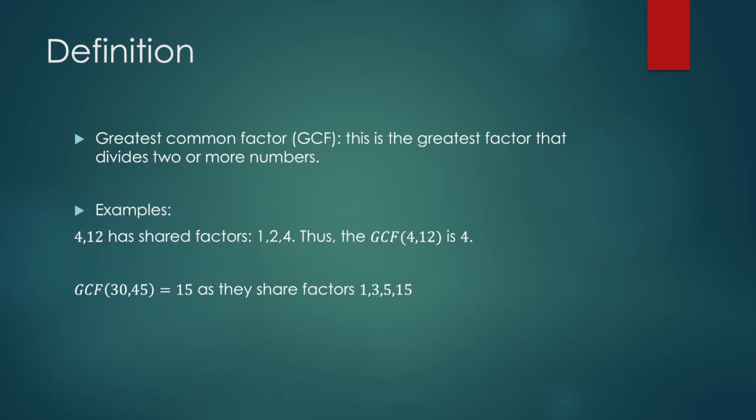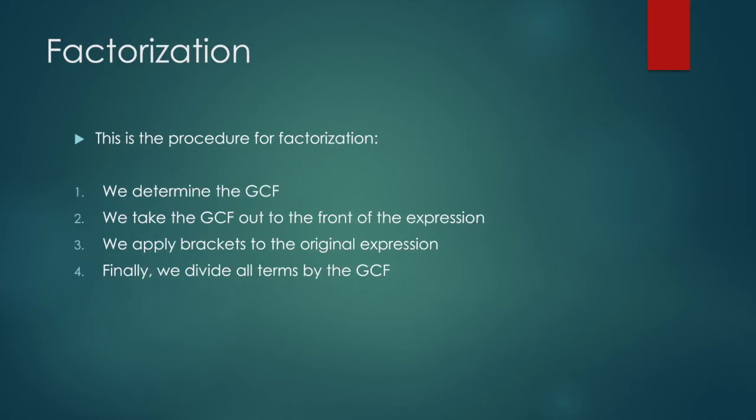Similarly, what is the greatest common factor between 30 and 45? The shared factors are 1, 3, 5, and 15, so the greatest common factor, or the greatest shared factor, is 15. So now we go into factorization, and then we will extend this theory of factorization into quadratic factorization. How do we factorize quadratics? So the first step in the procedure is to determine the GCF of all the terms involved.